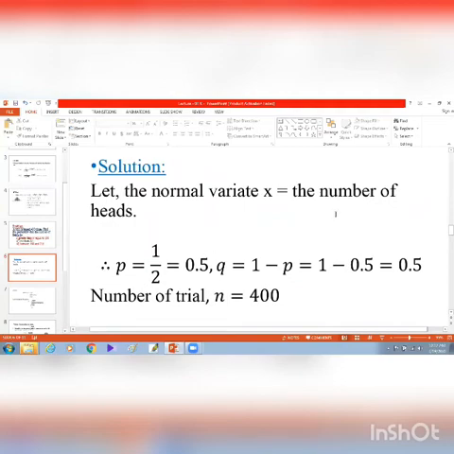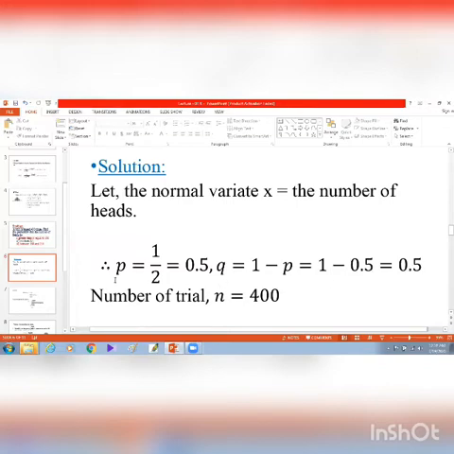number of heads. Let us consider this is variable and this is x. We denote the number of heads is x, and x is normal variate. Since p equal to half, that is probability of head equal to half. Half means 0.5, and we know p plus q equal to 1, that is why q equal to 1 minus p. So 1 minus p means 1 minus 0.5, that is 0.5.